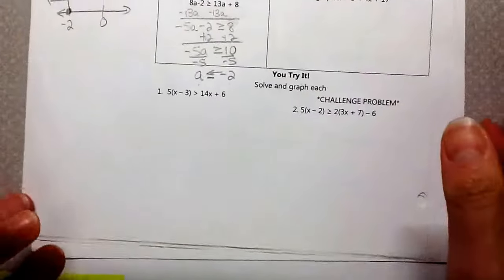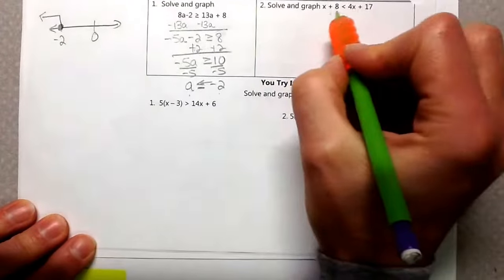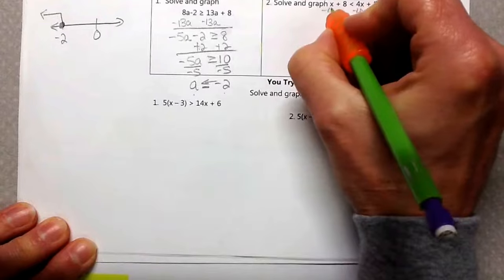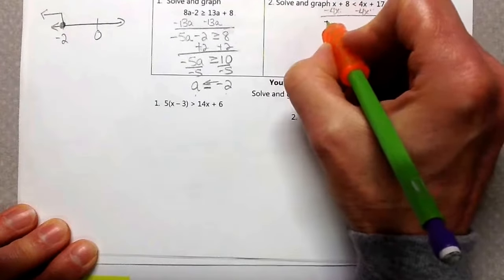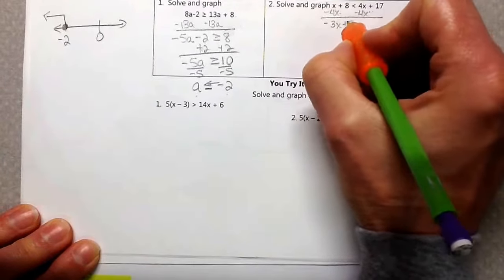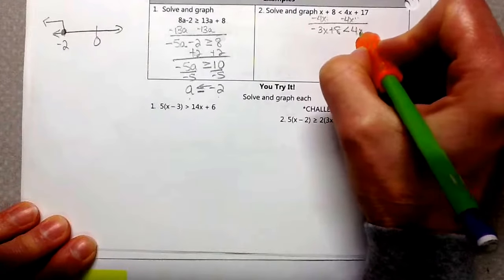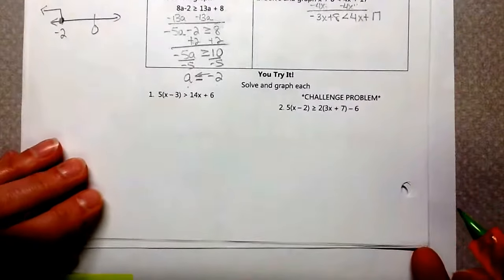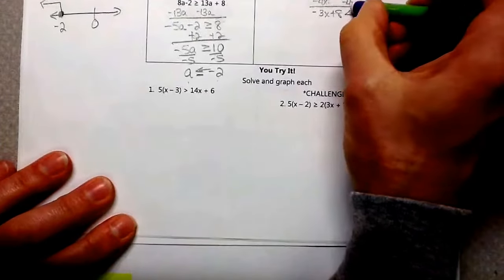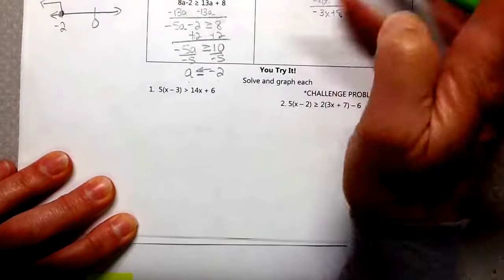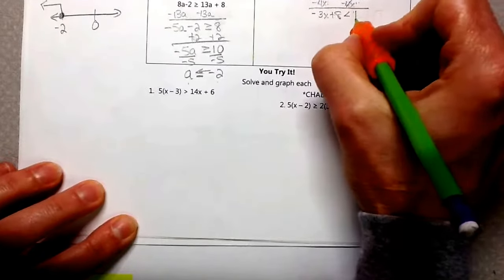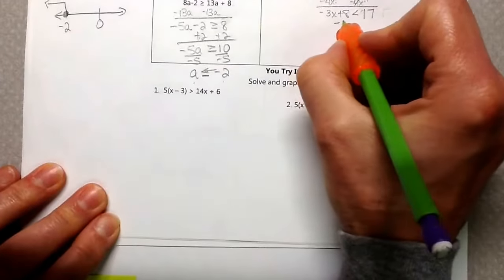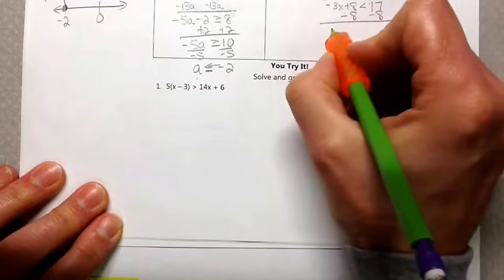All right, let's go to number 2. Number 2, I can't simplify either side. So the next step is I'm going to move my variable, so minus 4x. And that's going to give me negative 3x plus 8 is less than 4x plus 17. Whoops, I don't have my negative. Sorry about that. We don't have our negative 4x anymore. That turned into 0, so that's going to be 17. There we go.